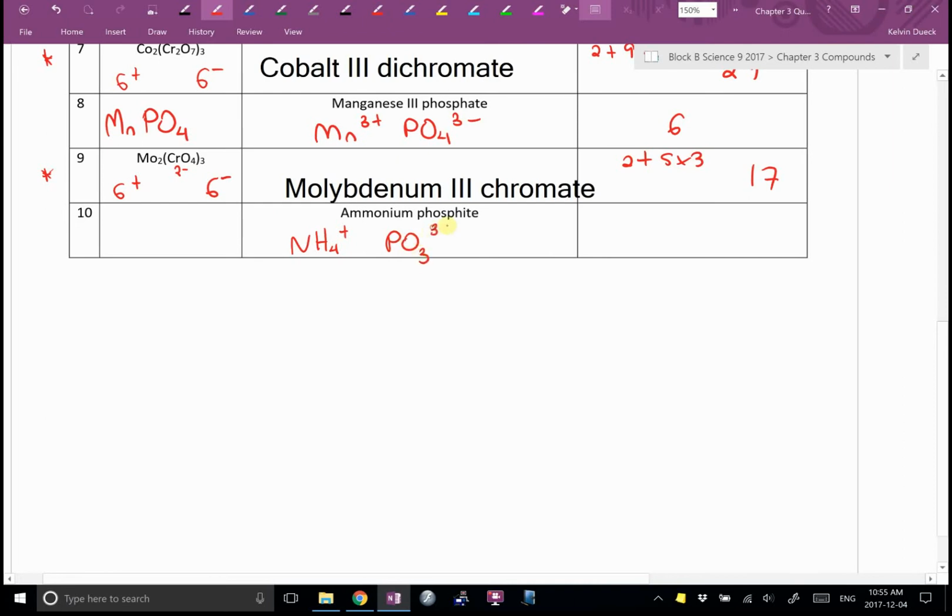So when I crisscross, I'm going to need 3 NH4s, 1 PO3. Is that right? So 1 mark for having NH4 in brackets with a 3, 1 mark for having a PO3 all by itself. Now, how many atoms are there? This one's trickier. It's going to be 5 times 3 plus 1 plus 3. Is that right? 15 in the first group, and then a phosphorus and 3 oxygens. 19?